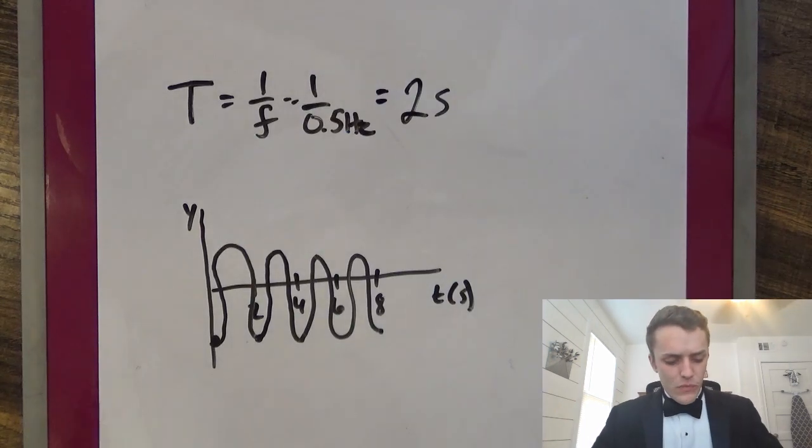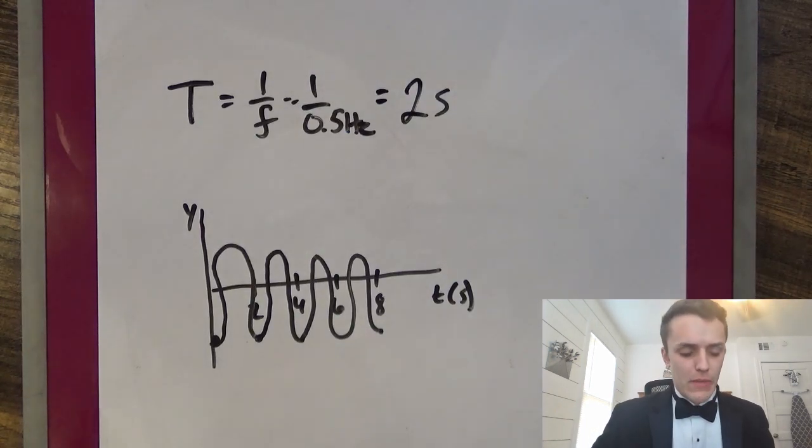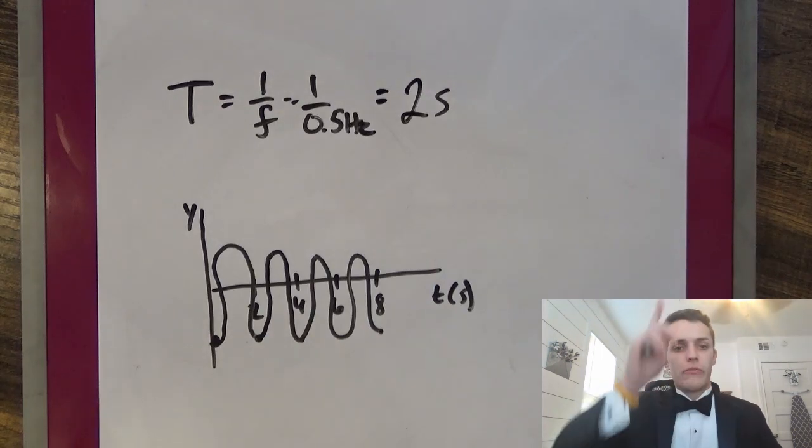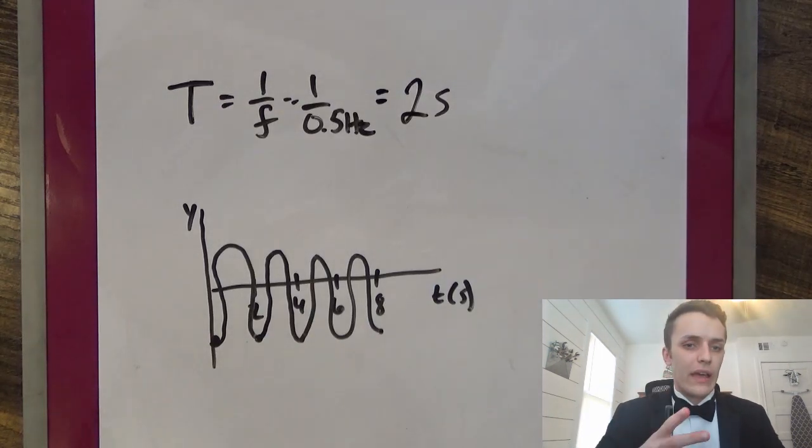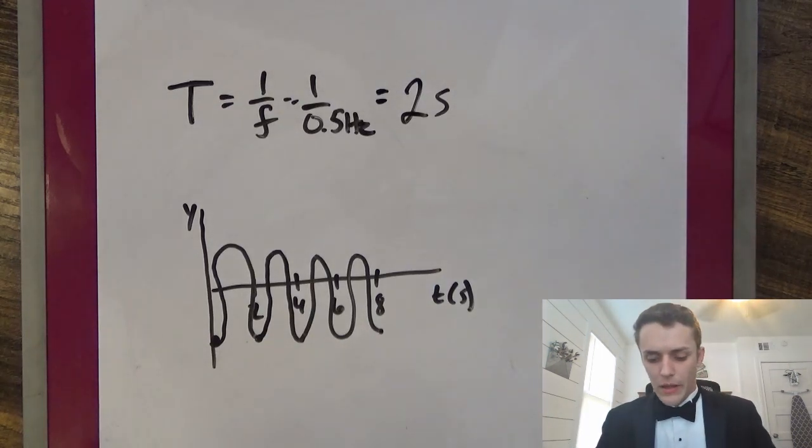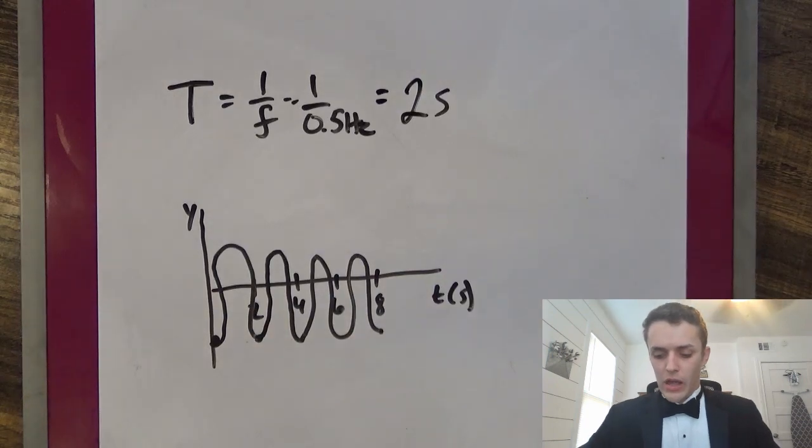So yeah, again, if you started from the top, yours looks a little different than mine, but the idea is that it's 1 full back and forth every 2 seconds. Yeah, I think this one's pretty straightforward. That's the last example we have.